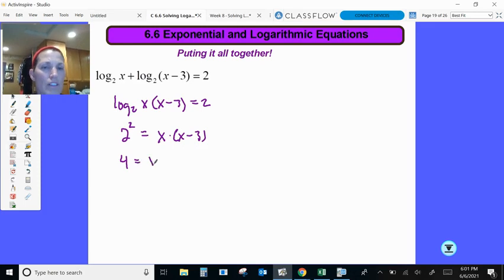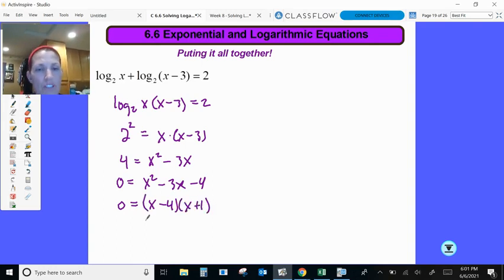So now I have 4 equals x squared minus 3x. Okay, 0 equals x squared minus 3x minus 4, if I subtract that 4 over. Now I can factor this: (x minus 4)(x plus 1), and I have x equals 4, negative 1.